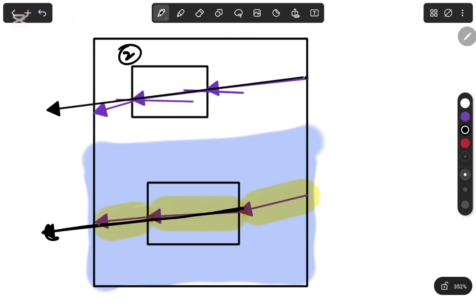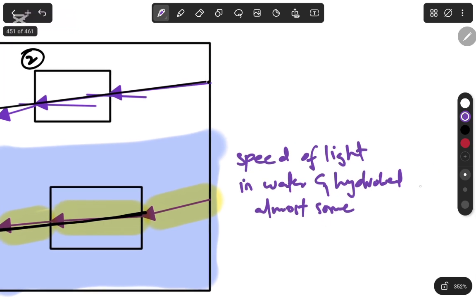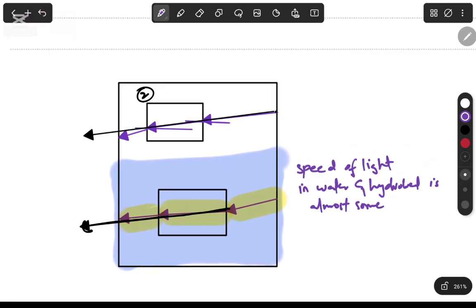Here, the ray refracted very little. There was very little refraction because the refractive index of hydro beads and water is almost the same. So the speed of light in water and hydro beads is almost the same. Because of that, very little refraction occurs.